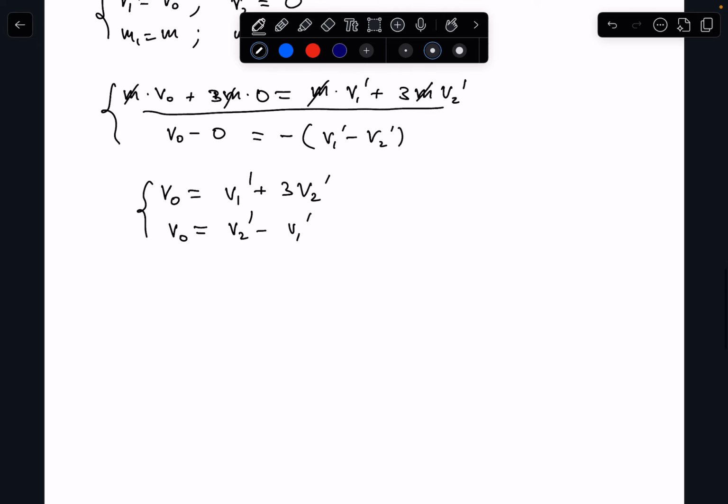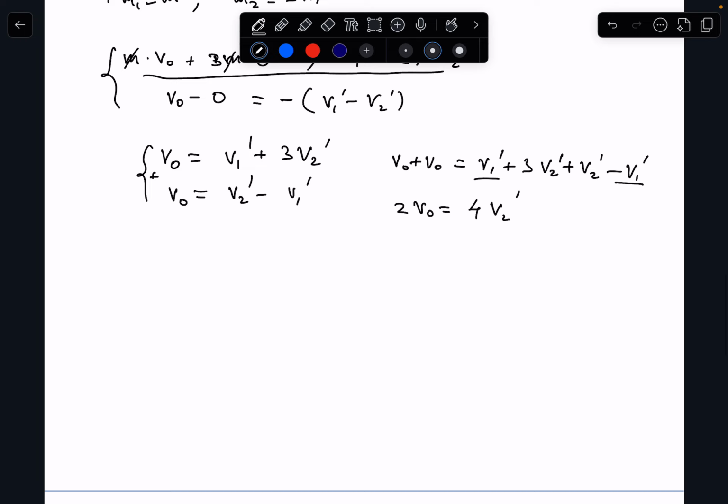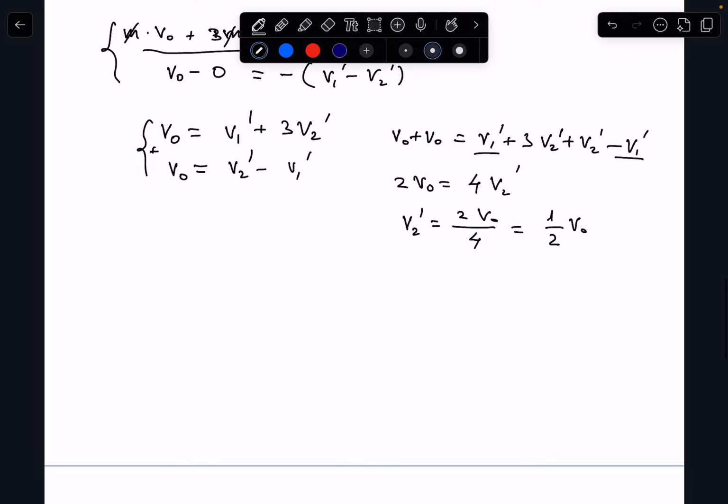Now we can solve this set of equations. We can add them together. We will have v0 plus v0 equals v1 prime plus 3 v2 prime plus v2 prime minus v1 prime. So these will cancel each other, and we will have 2v0 equals 4 v2 prime. Now we have found v2 prime equals 2v0 over 4, so it will be 1 over 2 v0.